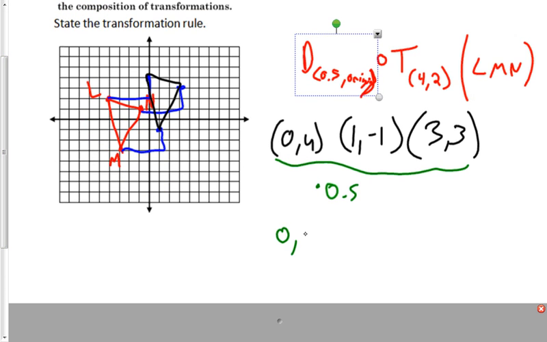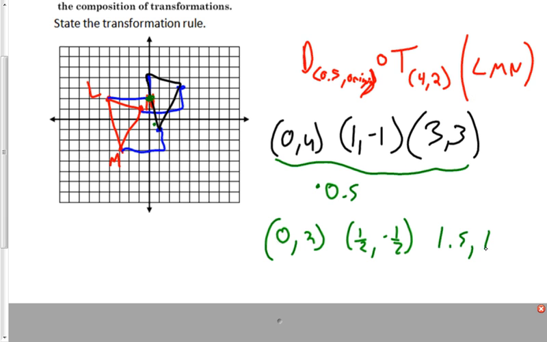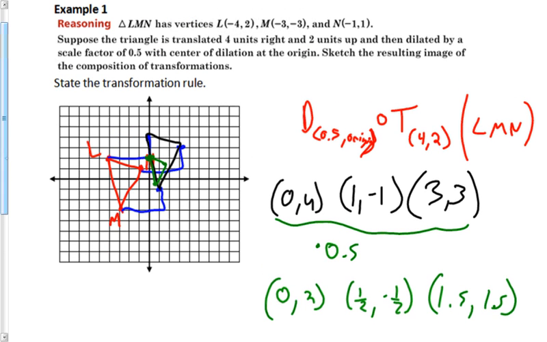So we're still having 0, 2 then. 1/2 and negative 1/2. You can kind of see they're all getting half the distance from the origin. And then 1.5, 1.5. And there it is. So it is a similar figure. It's moved, but it's also half the size.